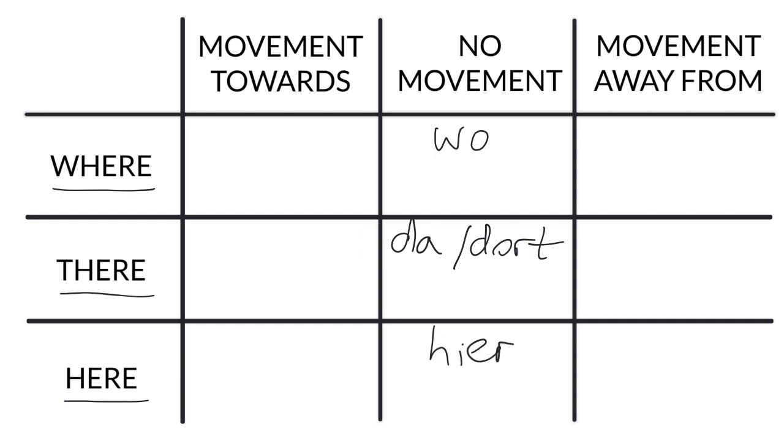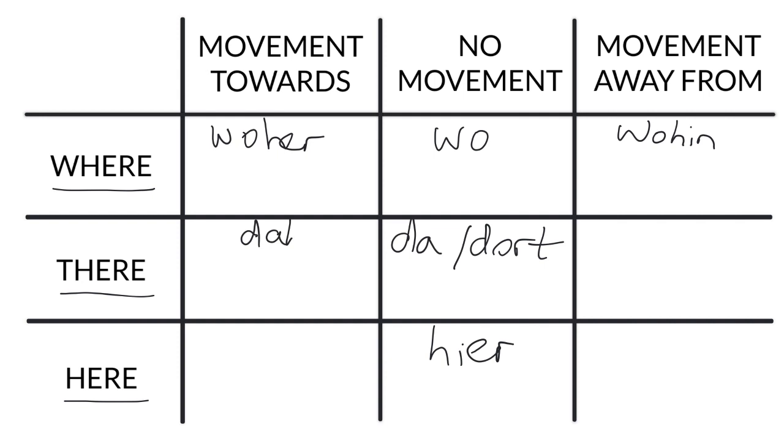But they actually change. There are three versions of these words depending on whether there's movement or not and where the movement's going. So if you're talking about where, but the movement is coming towards you, then you actually change it. You add her: woher. Likewise, if the movement is going away from you to where, you say wohin. It's the same with there.